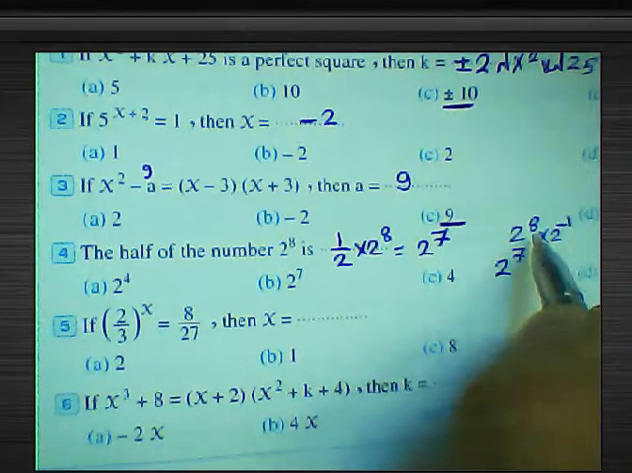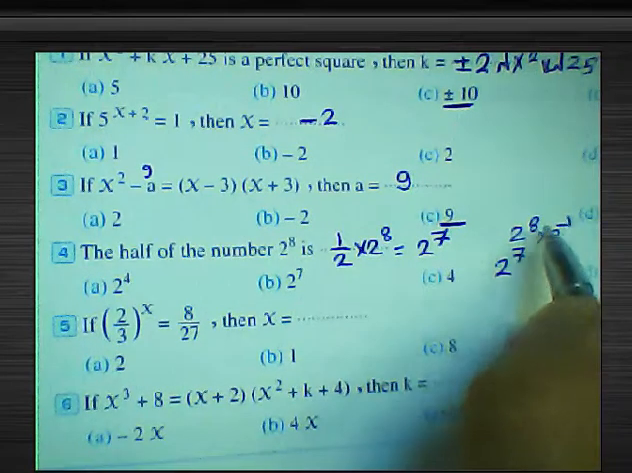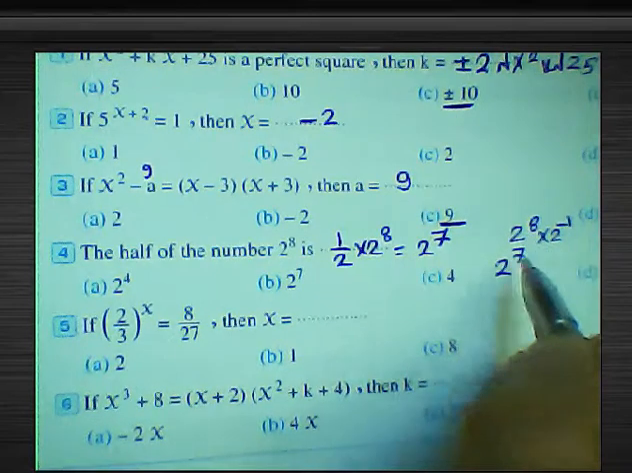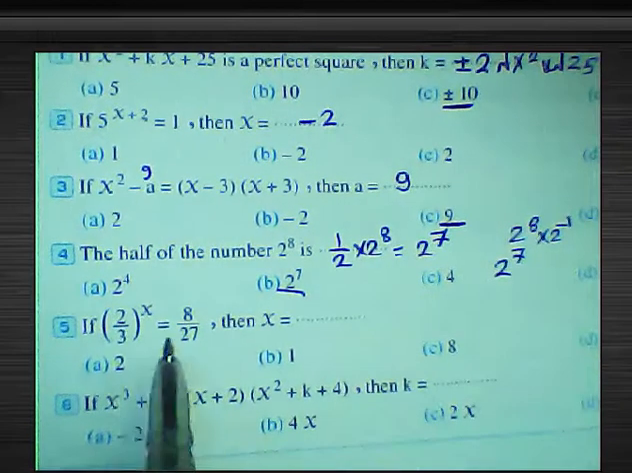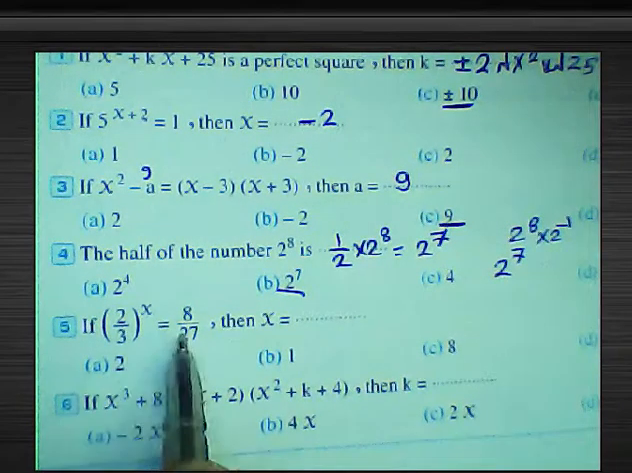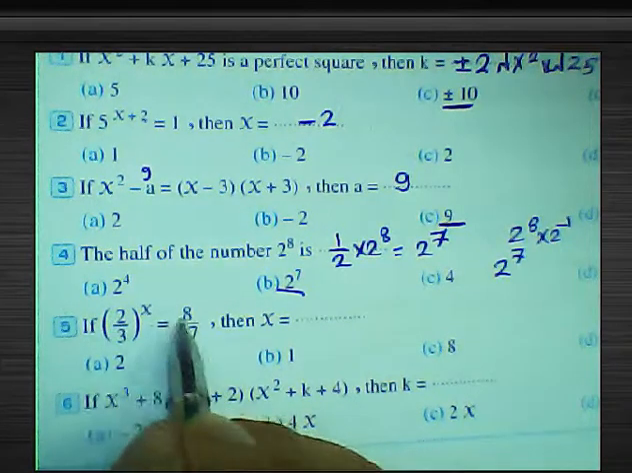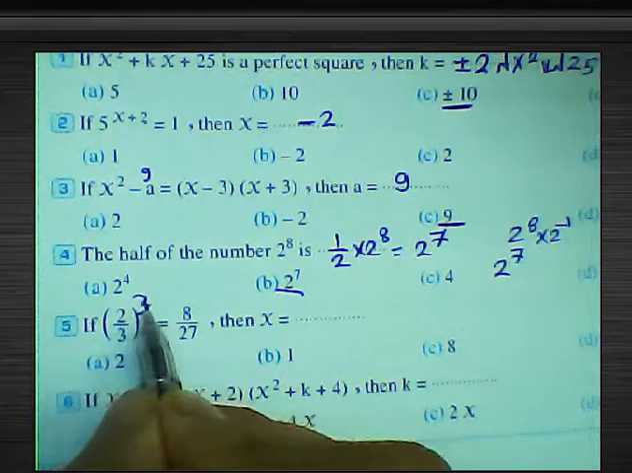We must find the result of the powers here, power 8 and negative 1. We must add them. 8 subtract 1 equals 7. So the result will be 2 power 7. If 2 over 3 power x equals 8 over 27, then x equals 3 because 2 power 3 equals 8, 3 power 3 equals 27, then x equals 3.